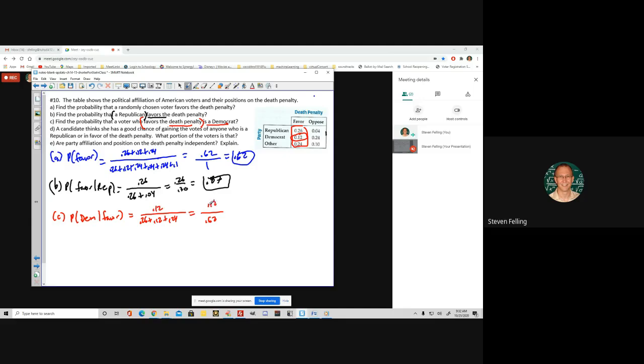So by doing it this way, hopefully I'm emphasizing to you that you can compute any probability as a fraction. The bottom is the sample space.